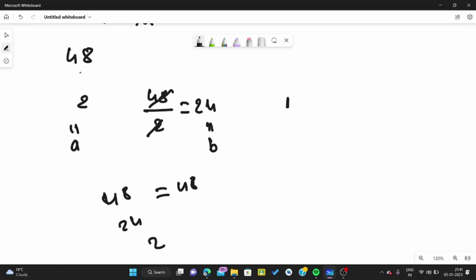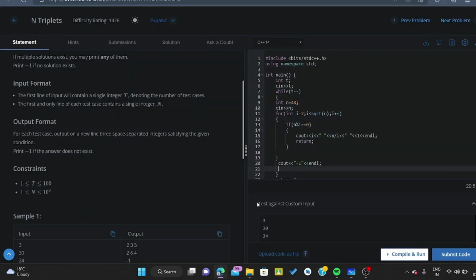So our logic is done over here. This is how we would get three numbers, and that was the whole question. So let's try to code it. I'll explain the code of this question. Let's go and see our code.